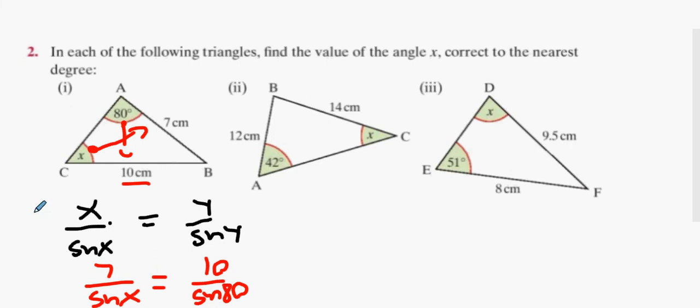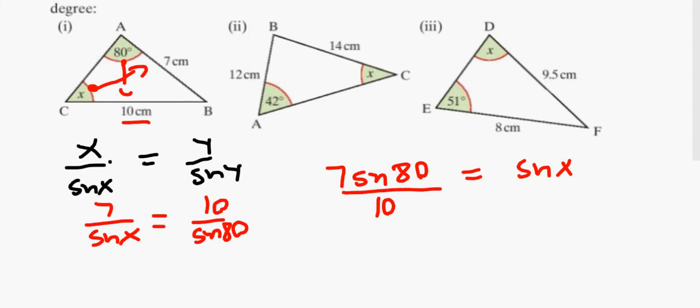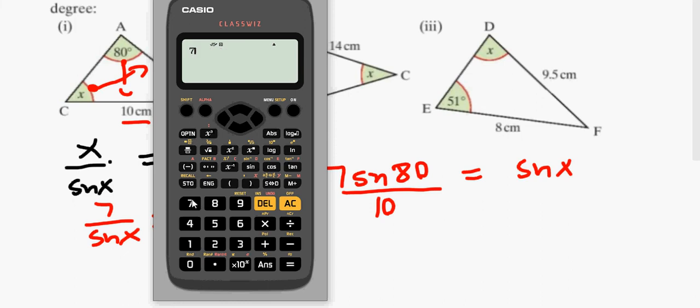Okay. Now, what you're going to do next is you're going to cross multiply. The sine 80 goes from the bottom right to the top left to make 7 sine 80. The sine X goes from bottom left to top right, and then the 10 that was on the top right should probably go underneath the 7 sine 80 to leave the sine X on its own. So you take out the calculator and you do 7 sine 80, you do that all over 10, and you get this number here.